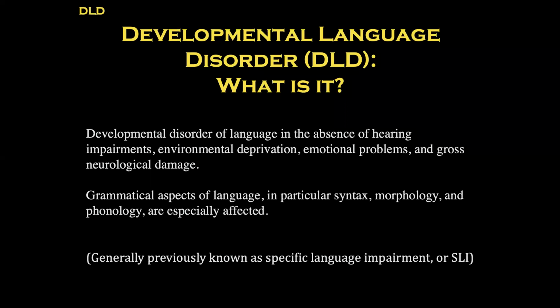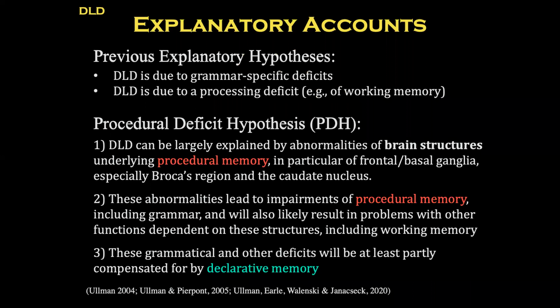Previous explanatory accounts have been broadly of two types. One is that it's a grammar deficit, like Helen Clahsen, Myrna Gopnik, Heather van der Lely. Fine, you can explain the grammar problems, these particular types, but you can't explain the memory problems with those accounts, or motor problems, for example. Then you have another camp, which says it's a processing problem, with rapidly incoming stimuli, or working memory, or processing capacity. Okay, fine, but you can't explain other things as well, such as the motor problems, or even the grammar problems very well.